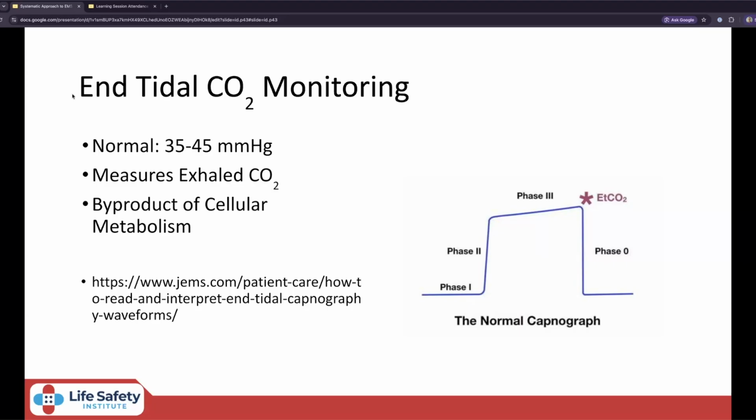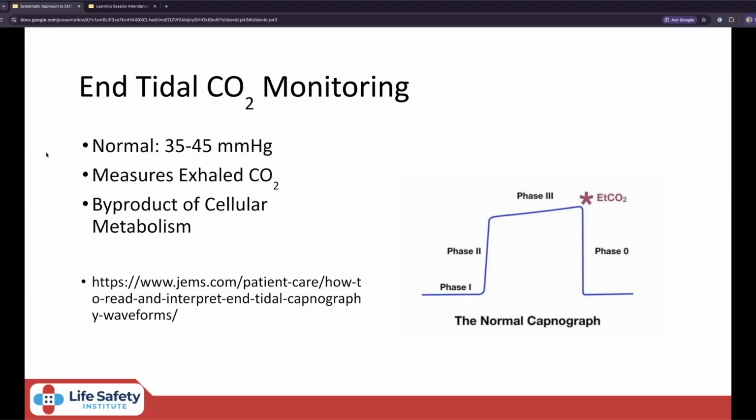So on the right here, you see a little graphic, and that's a normal capnograph. You don't need to learn the phases. Just recognize that a normal capnograph has a baseline, it goes up, and then as it moves towards the right, it peaks up. So it's measuring at this top point up here, and then it comes back in and stops.